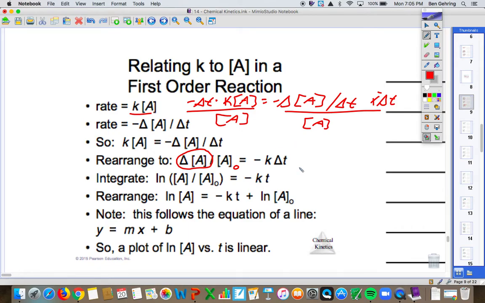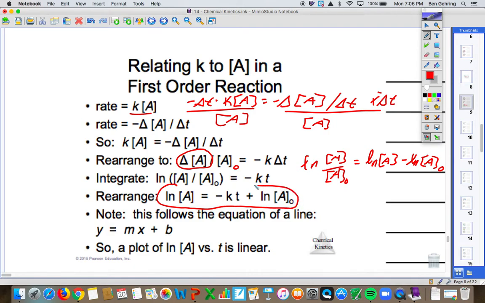With natural log, the natural log of concentration of A divided by concentration of A naught is the same as the natural log of concentration of A minus the natural log of concentration of A naught. And that's where we get this plus natural log concentration of A naught from. This can be written this way, and we can add this over to the other side. So you end up with the natural log of your current concentration equals negative kt plus the natural log of the initial concentration of A.